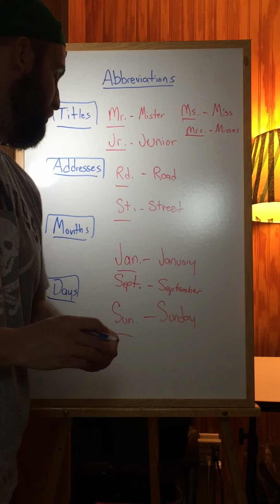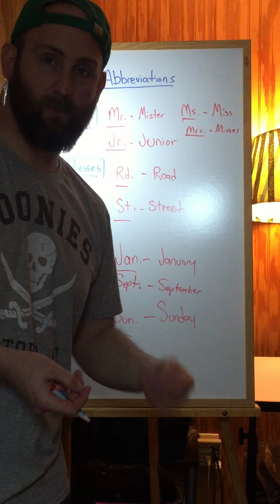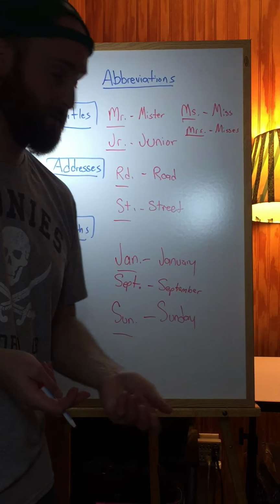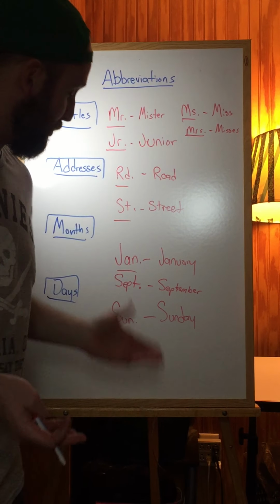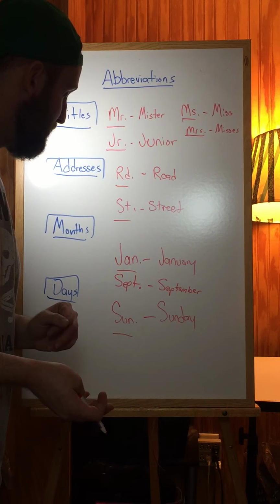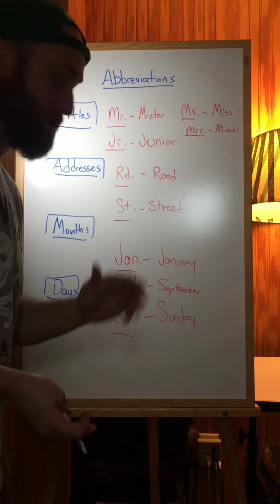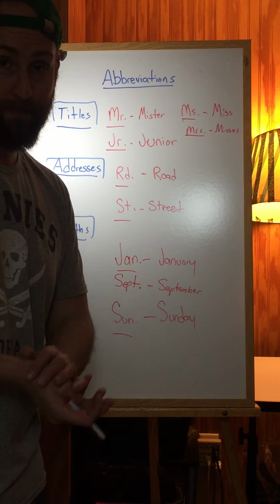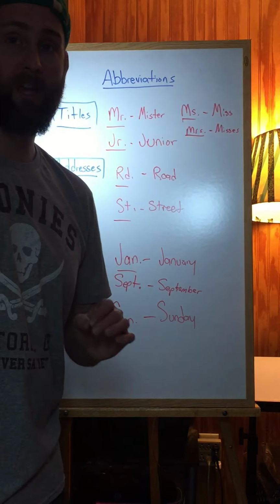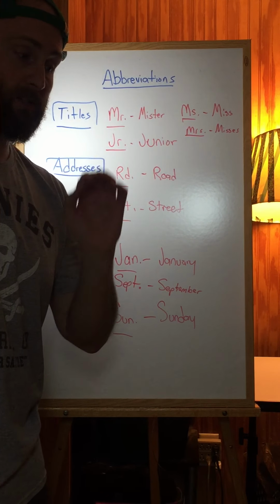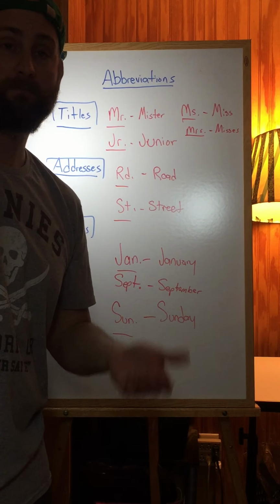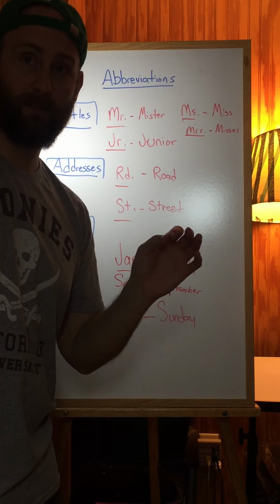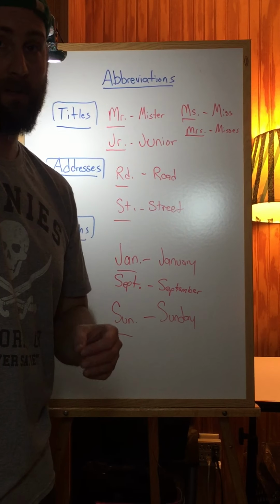And of course, days of the week. Sunday, Monday, Tuesday, Wednesday, Thursday, Friday, Saturday. You would take the first three letters of the word. For example, Sunday would be capital S, lowercase u, lowercase n, and period. Okay? Now remember that when you do an abbreviation, you must use an uppercase as the first letter just because it's a proper noun, and a period at the end.